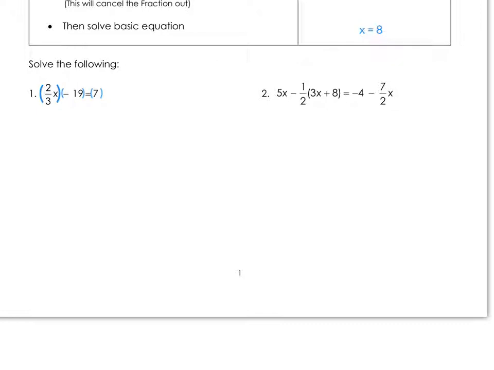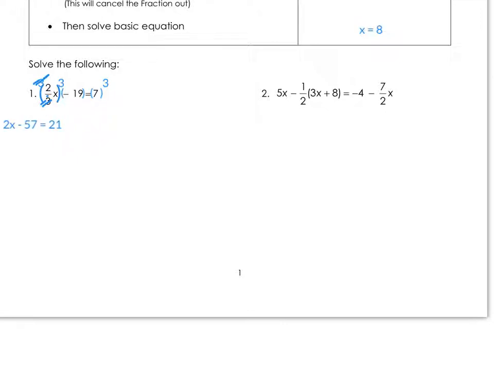So here we have 2/3. I need to get rid of the denominator, the 3, so I'm going to multiply everything by 3. So when I multiply every term here, this 3 divided by 3 will cancel, so then I'm just left with the 2x. But in this next one, I have to do the negative 19 times the 3, which gives me negative 57. And then on the right side, 7 times 3 is 21.